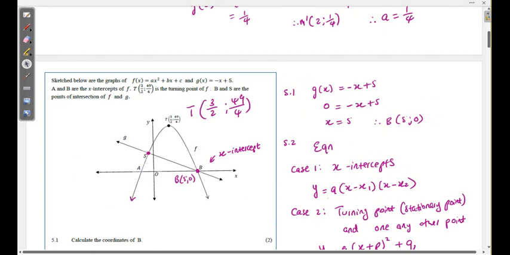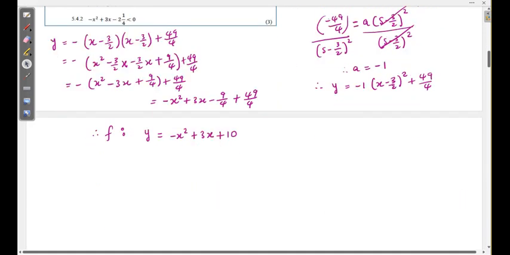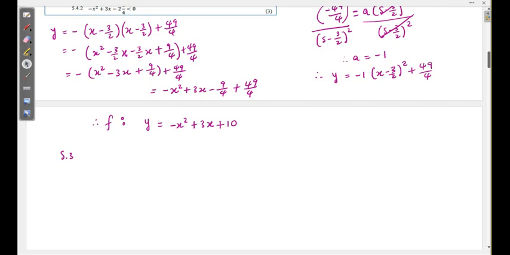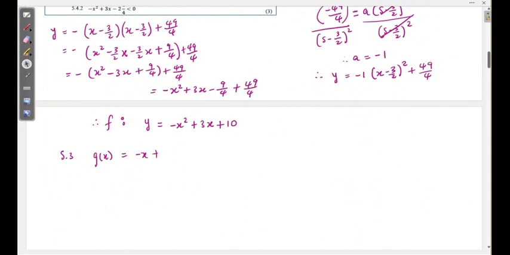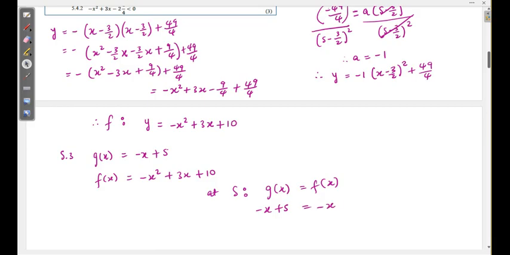Yeah, but to make things easy for us, for 5.3 there, let's remember that g of x was equal to negative x plus 5, and then our f of x is equal to negative x squared plus 3x plus 10. So what we can simply do is equate the two, because at S they share the same y value. So we're going to say g of x is equal to f of x. Then we'll say negative x plus 5 will be equal to negative x squared plus 3x plus 10.